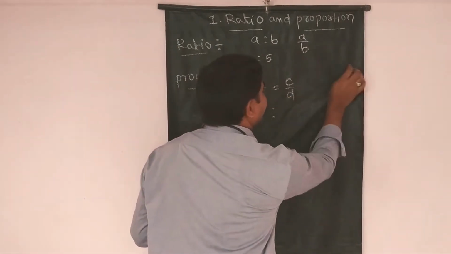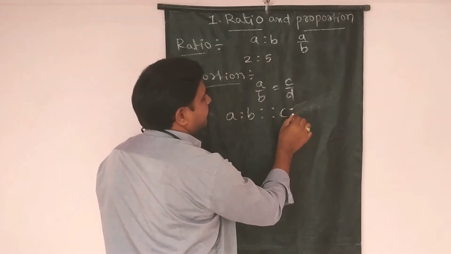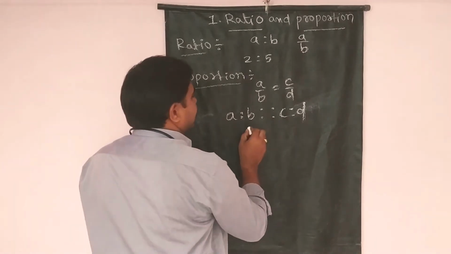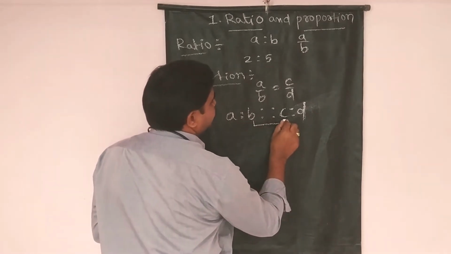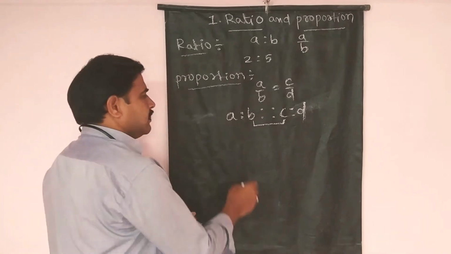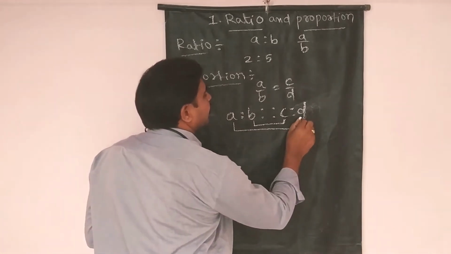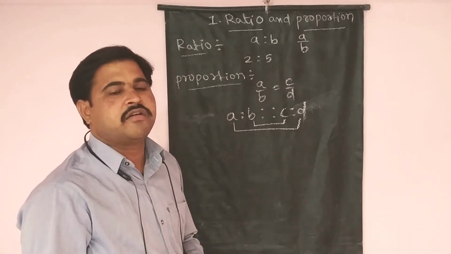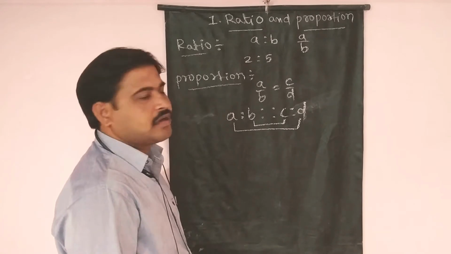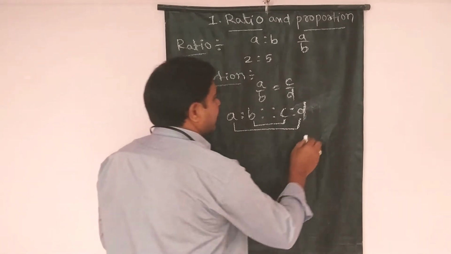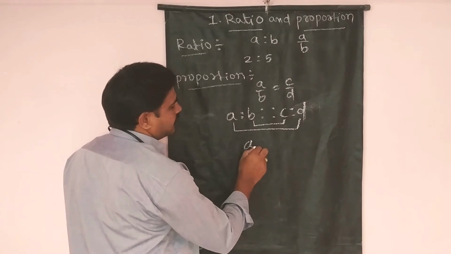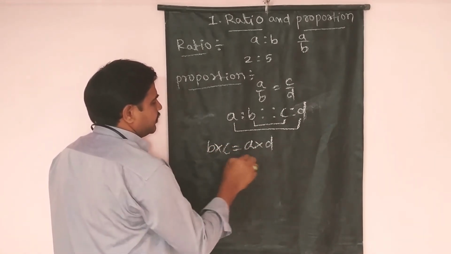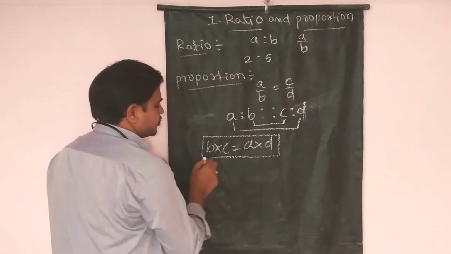Here in these 4 quantities we are comparing. In that, the middle terms are said to be the means, and the last terms or end terms are called the extremes. The product of means is always equal to the product of extremes. B into C is equal to A into D. This is the formula belonging to the proportion.